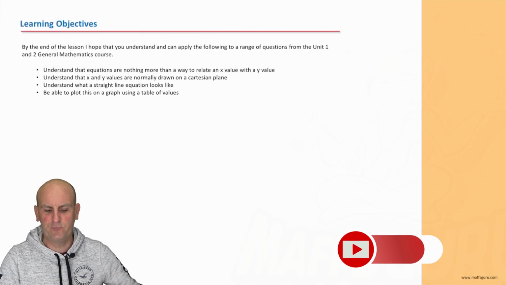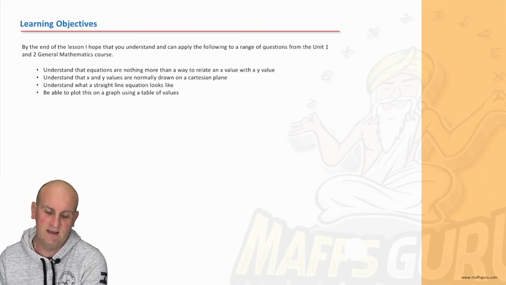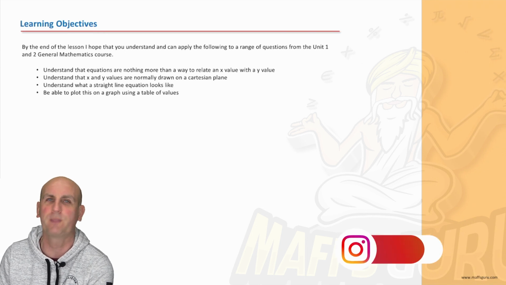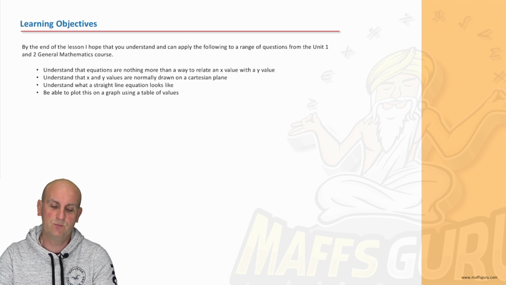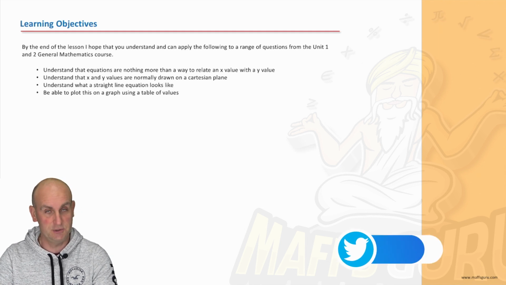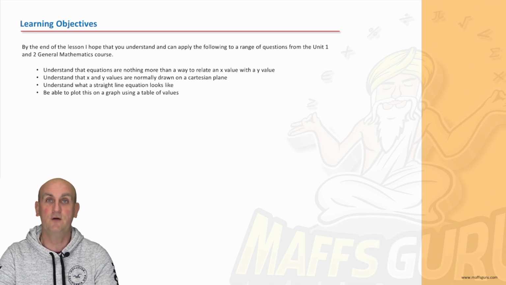What are we doing? Yep, drawing straight line graphs, understanding that the equations are nothing more than a way to relate an x value and a y value. And I use the word relate along with the idea of relationships. Understand that x and y values are normally drawn on a Cartesian plane, understand what a straight line equation looks like, and be able to plot this on a graph of table of values.